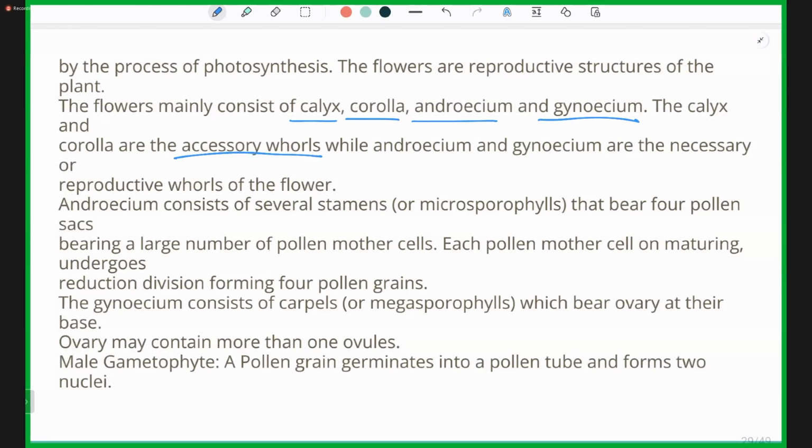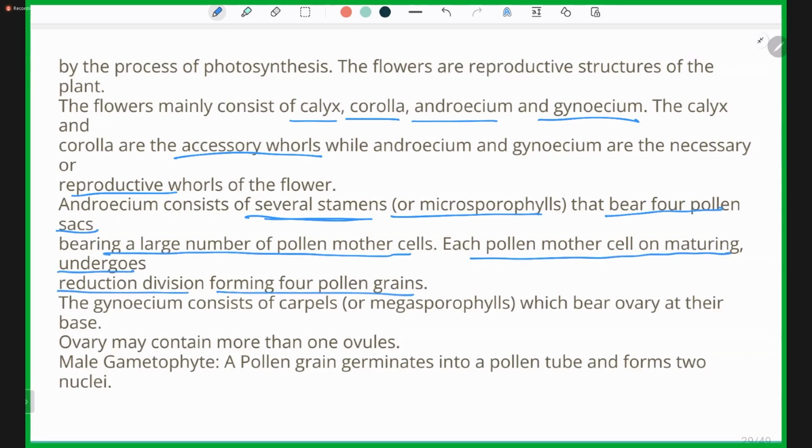So they are not very necessary, but the androecium and gynoecium are the necessary or the reproductive whorls of the flower. And why reproductive whorls? Because if the androecium and gynoecium are absent, then how will fertilization take place? The androecium consists of several stamens or microsporophylls that bear four pollen sacs bearing a large number of pollen mother cells. Each pollen mother cell on maturing undergoes reduction division, forming four pollen grains.